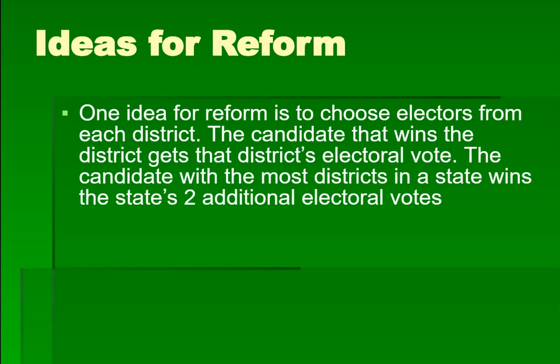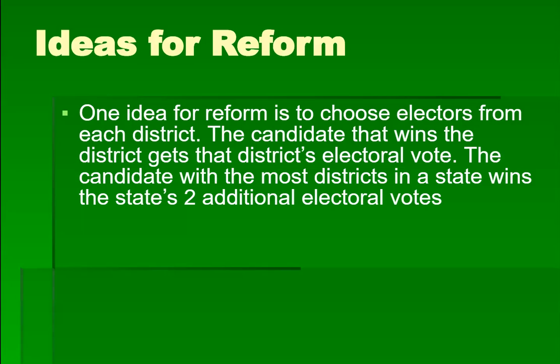Ideas for reform. Now, one idea to reform the presidential election system is to choose electors from each district. For example, we vote for individuals to represent us in Congress. Those are congressional districts. Now, because each state has a number of electors equal to the number of people in Congress, there would be an electoral vote for each district of each state. And then there would be 2 more electoral votes that would represent the state senators in the U.S. Senate.